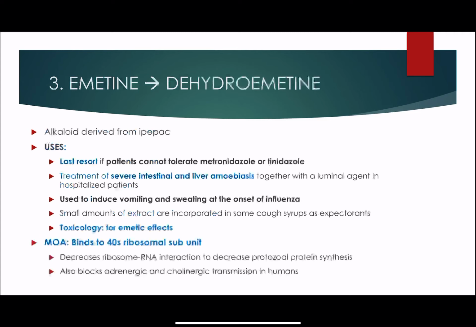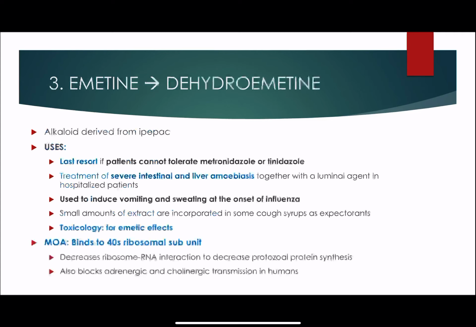Okay? The third one is emetine, which is transformed into dehydroemetine in the body. It's an alkaloid derived from ipecac. And originally, it's used for emesis. Emesis is vomiting, to induce vomiting in toxicology. So for certain toxins that you have to vomit out to prevent further effects, emetine was given before. Okay? It's last resort because there's metronidazole, there's tinidazole in the market. So this is just for academic purposes. It's for the treatment of severe intestinal liver amoebiasis.